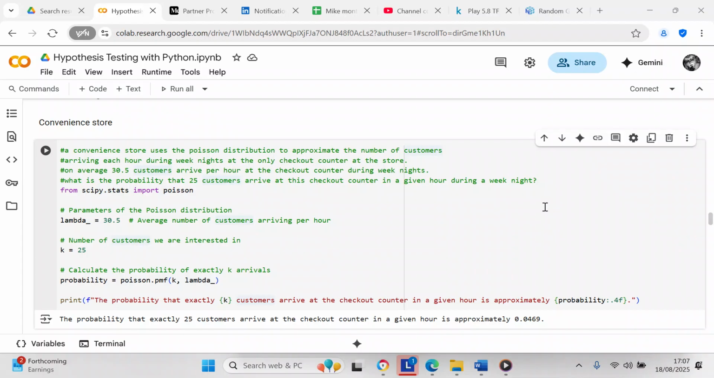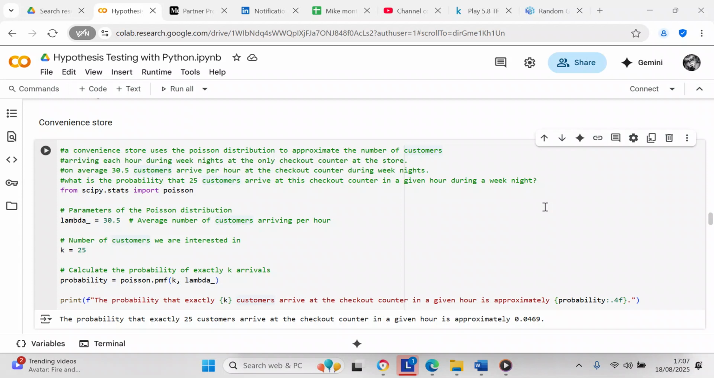This practice question is going to be about a convenience store. A convenience store uses the Poisson distribution to approximate the number of customers arriving each hour during weeknights at the only checkout counter at the store. On average, 30.5 customers arrive per hour at the checkout counter during weeknights. What is the probability that 25 customers arrive at this checkout counter in a given hour during a weeknight?